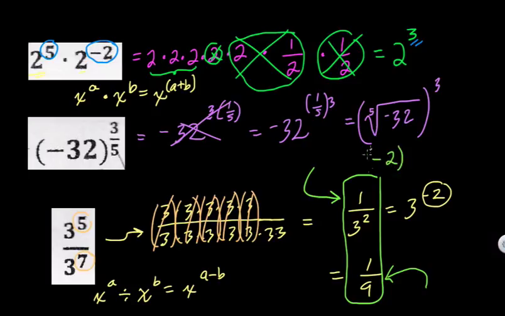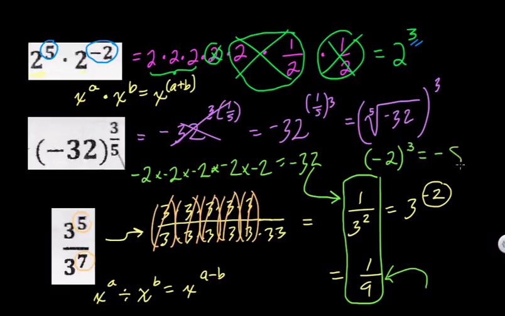Right? Because negative 2, if you can imagine, times negative 2 times negative 2 times negative 2 times negative 2, well, this will be a negative product that equals negative 32. So that is the fifth root of negative 32. We're raising that to the third power, which is negative 8, right? Because negative 2 times negative 2 is positive 4 times negative 2 is negative 8. All right, hope this helped.